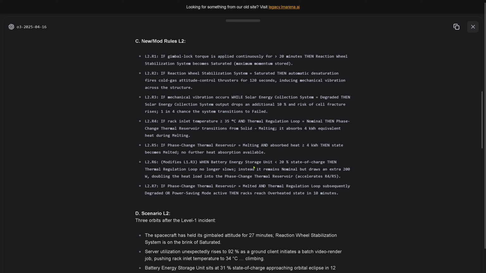Rule 6 is when the battery energy storage unit is below 20% state of charge, then the thermal regulation loop no longer slows. Instead, it remains nominal but draws an extra 200 watt, doubling here the heat load into the phase change thermal reservoir. And the last rule, if the phase change thermal reservoir is on the state melted and the thermal regulation loop subsequently degraded or the power saving mode is active, then the rack reach overheated state within 10 minutes. So we have multiple time critical tasks with multiple interdependencies of the components, and this is now a new logic test.